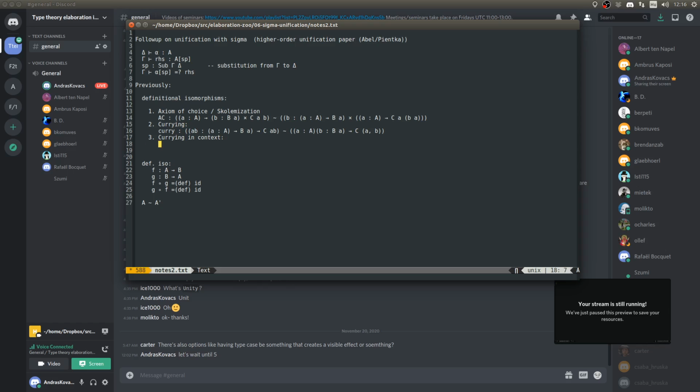So this context currying just says that if I have a context gamma extended with a sigma, the context itself is isomorphic to the twice extended context. And an isomorphism of contexts is just a pair of substitutions. So I can do a kind of curry-uncurry substitution.